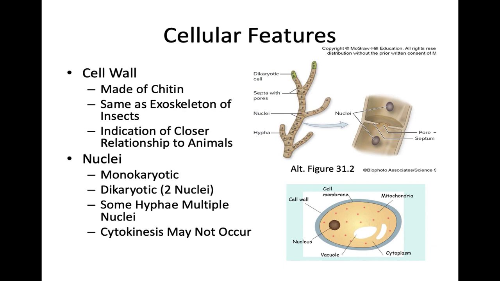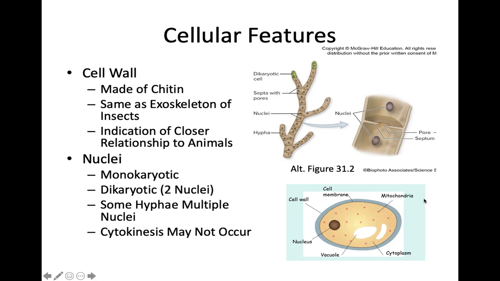Most of the fungal cells will be haploid. What that means is that the cells will only have one copy of each chromosome, and as we're going to see later, this has some effects on reproduction. They also have cell walls, which makes them different from animal cells.